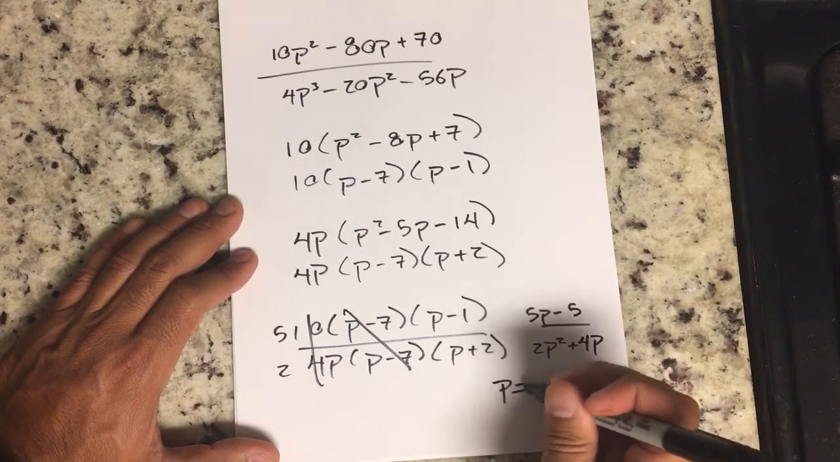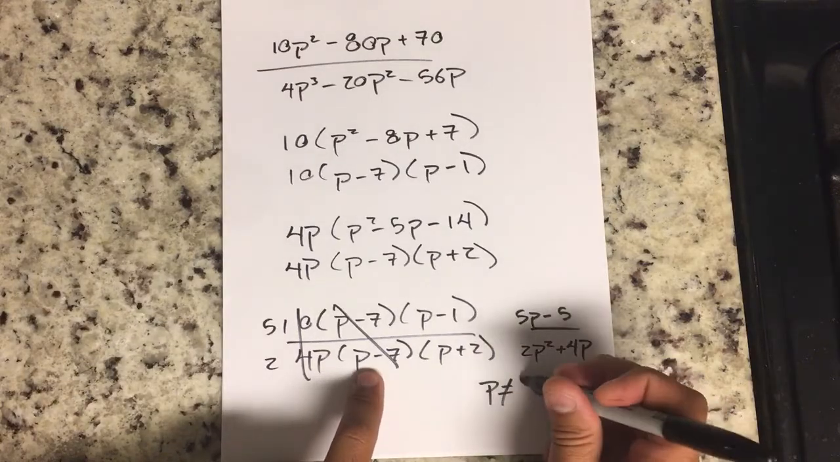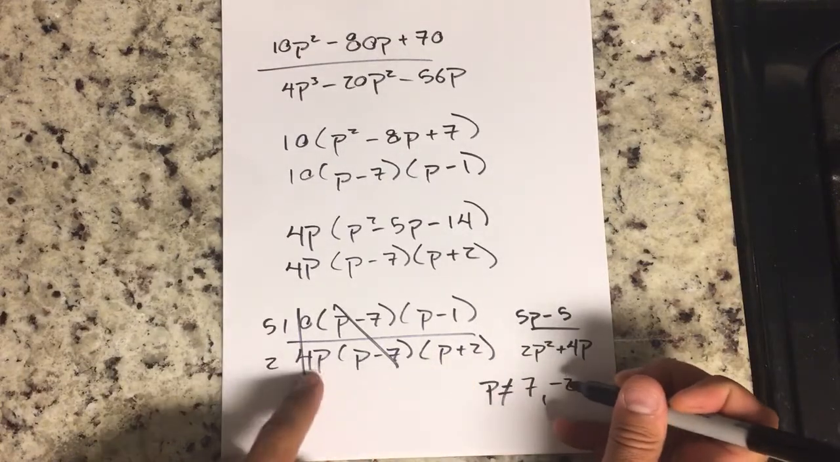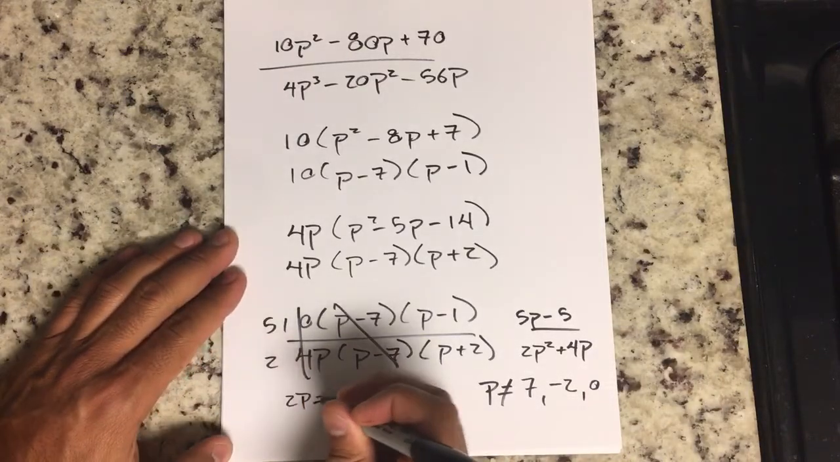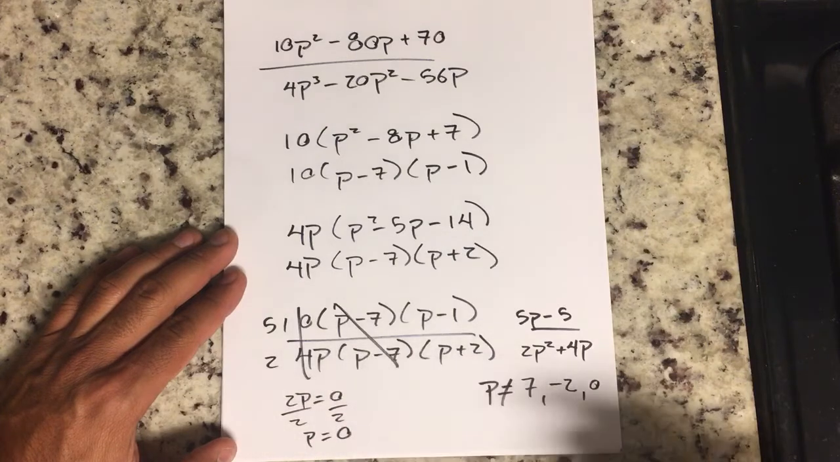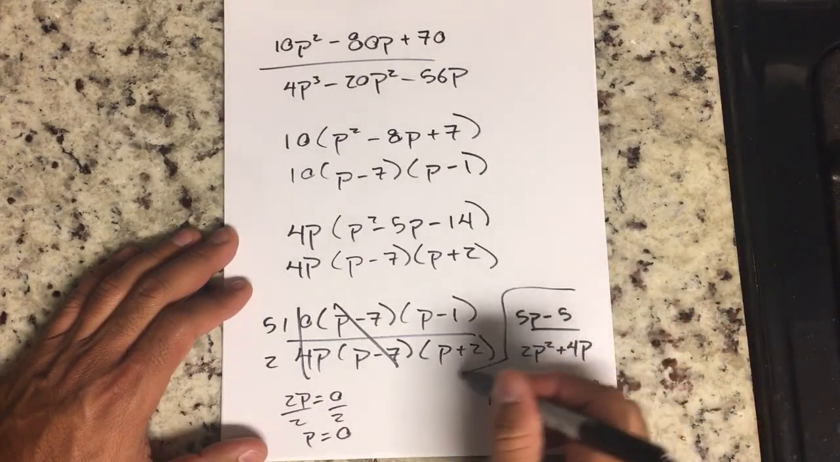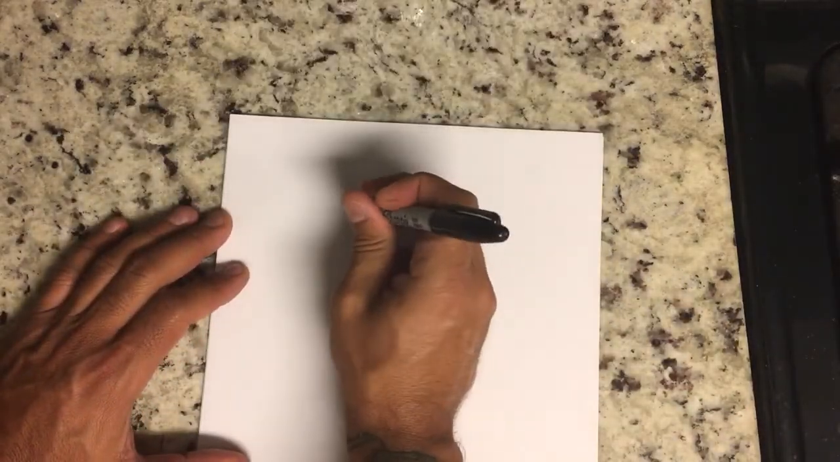Remember that whatever makes my denominator equal to 0 is a restriction, which is 7, -2, and 0. If I do 4p or 2p, doesn't matter, equals 0, I'm going to divide by 2. 0 divided by 2 is 0. So this is my answer on this guy. Do another one.